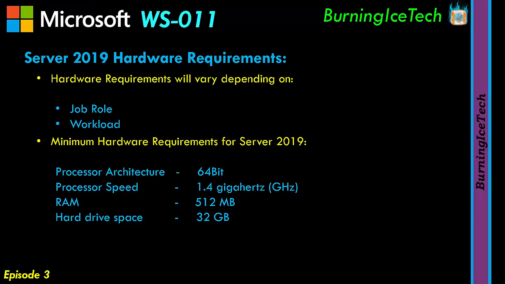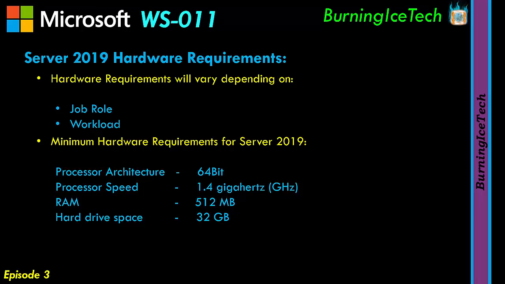And then hard drive space, only 32 gigabytes. That's insane. I mean, you're going to barely be able to install Server 2019 on that, and then there's going to be no space left. You're going to maybe add one role tops. You still need to go and install drivers. You're probably going to still need to go and add updates and all that. I think you might not even be able to add all of that. So that's the bare minimum requirements for Server 2019.